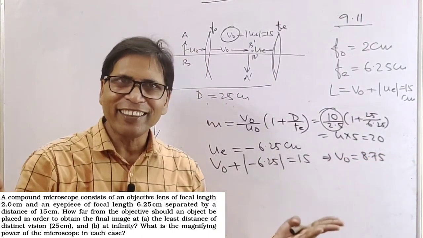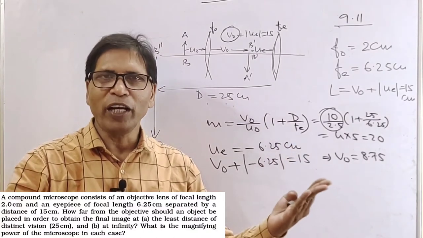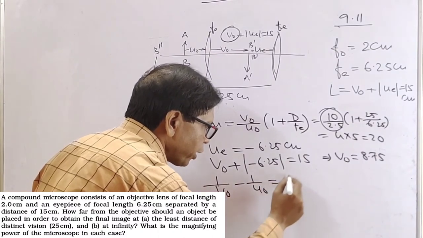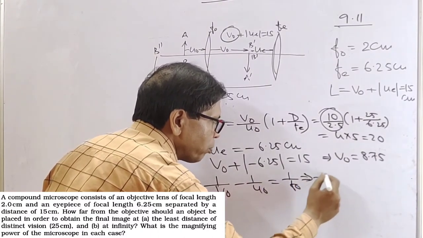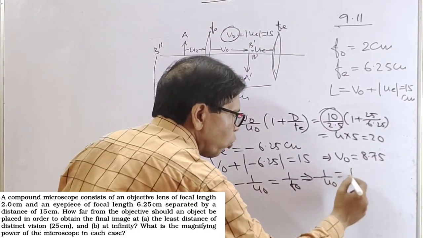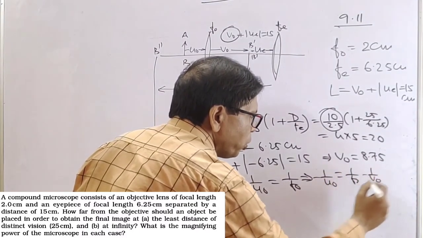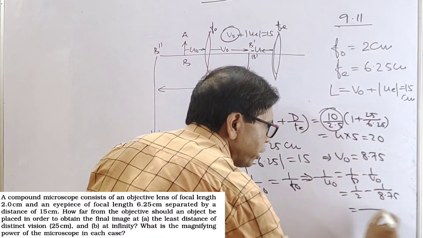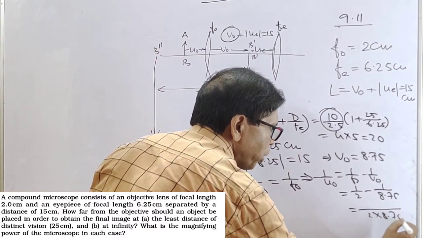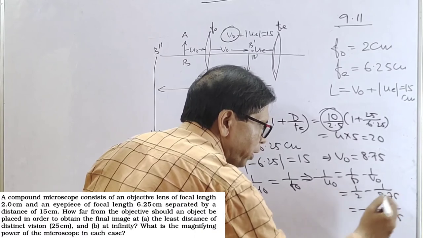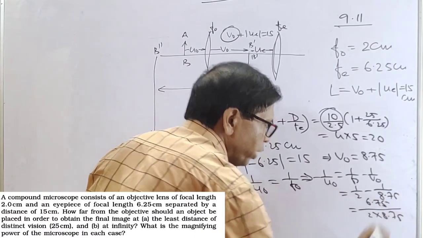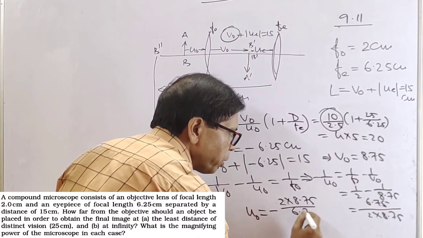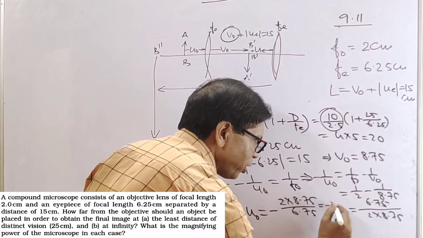Okay, understood? Now we have to calculate UO. Look at this, 1 by VO minus 1 by UO equals 1 by FO. So minus 1 by UO is 1 by FO minus 1 by VO. This is 1 by 2 and this is 8.75. Now LCM is 2 into 8.75, so this is 8.75 minus 2, so this is 6.75. So UO equals minus 2 into 8.75 divided by 6.75, which is almost equal to minus 2.6.